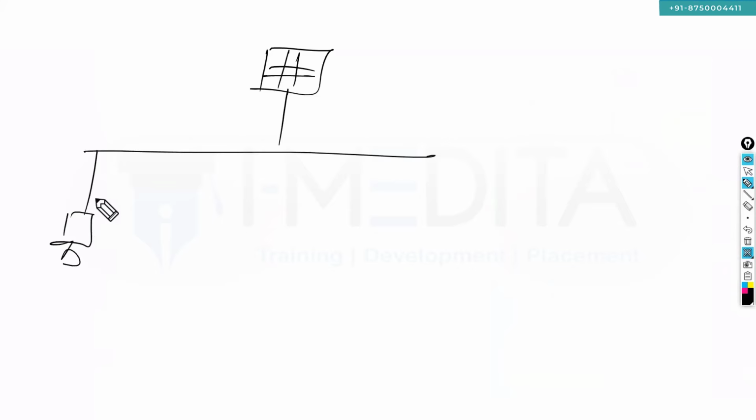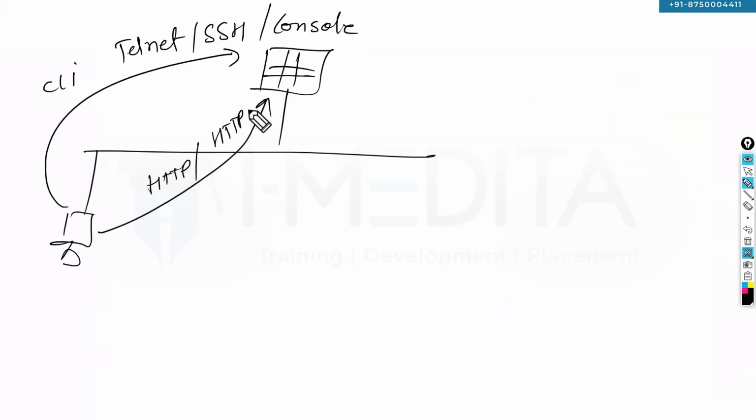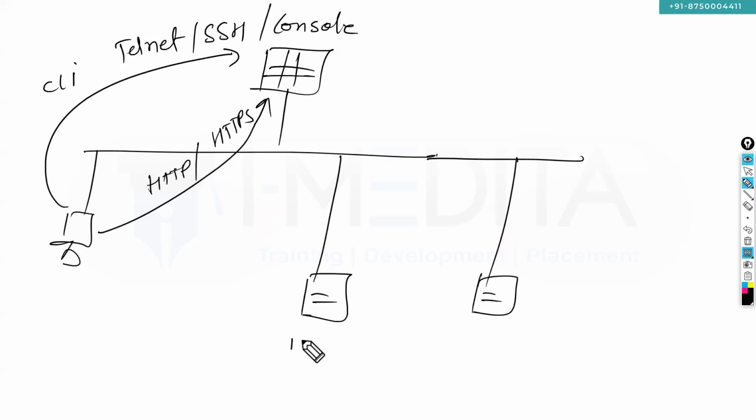You can access the firewall via Telnet, via SSH, or via console in CLI format. You can also access the firewall via browser with the help of HTTP or HTTPS using your PC. But if you have multiple firewalls, then you can use a centralized management server provided by Fortinet. That is called FMG, FortiManager. You can use FortiManager to manage multiple FortiGate firewalls.